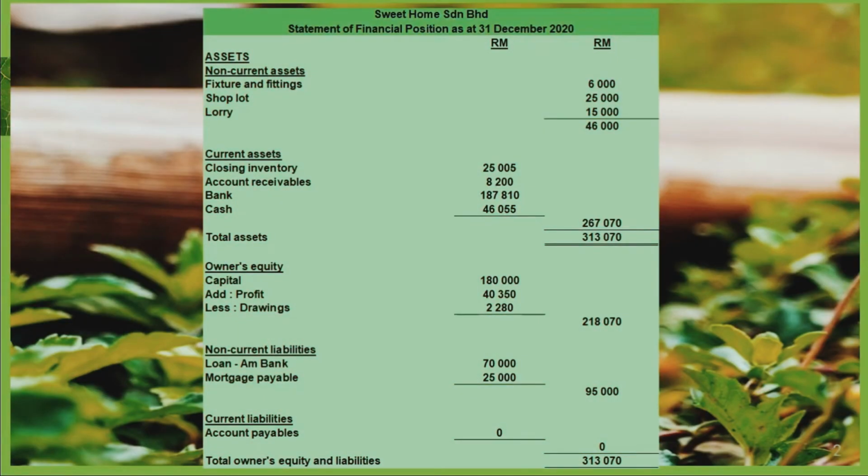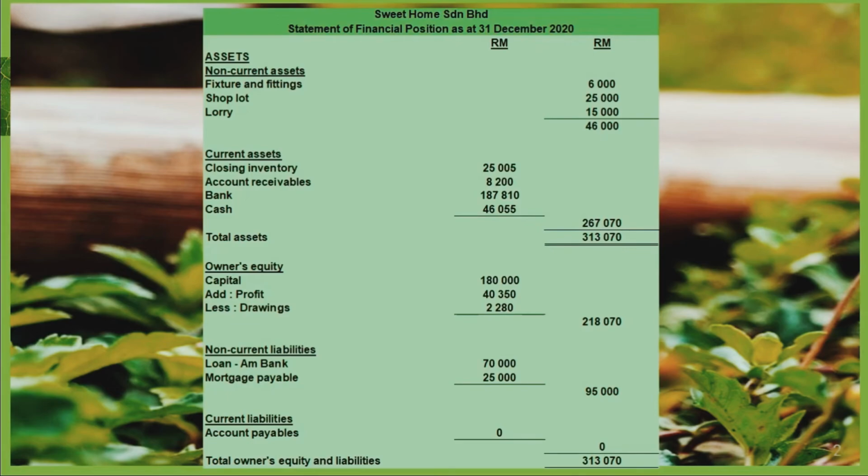Moving on to the statement of financial position, by adding the fixture and fittings, shop lot, and lorry, we will get the total of non-current assets which amounted to 46,000 ringgit. After that, we will total up the amounts of closing inventory, account receivables, bank and cash, and we will get the amount of current assets that amounted to 267,070 ringgit.